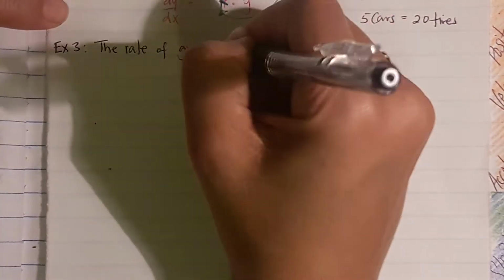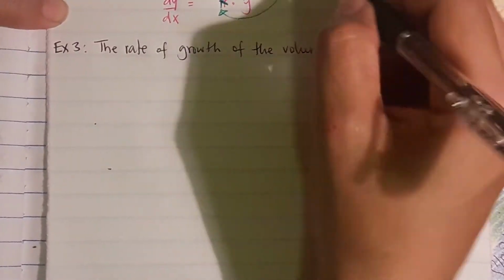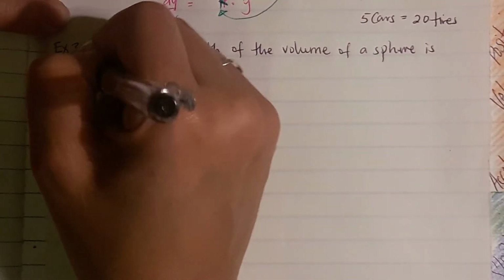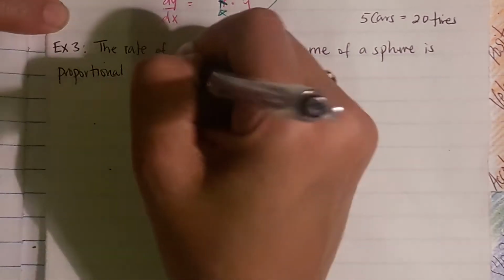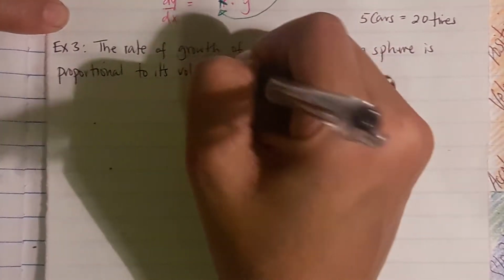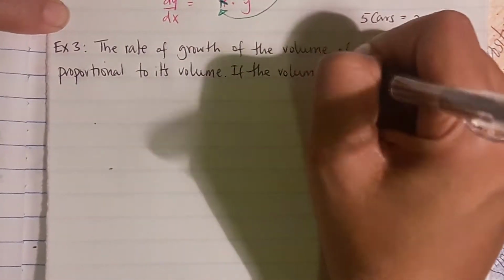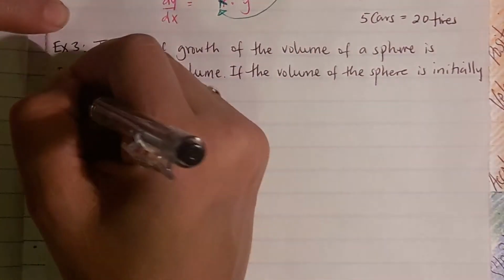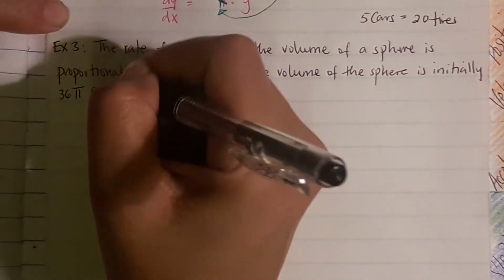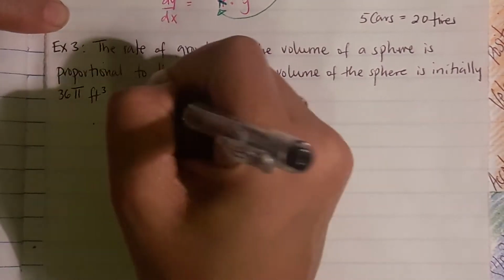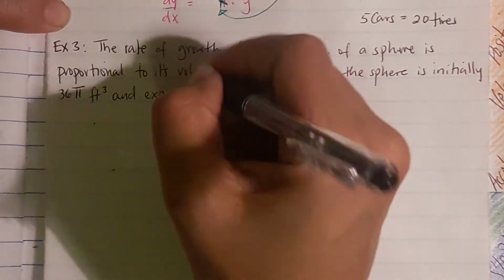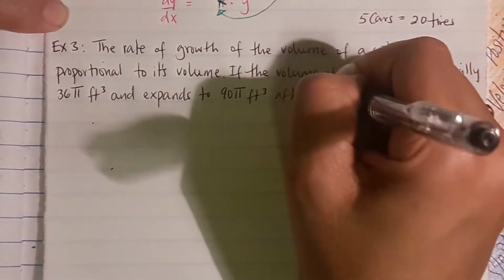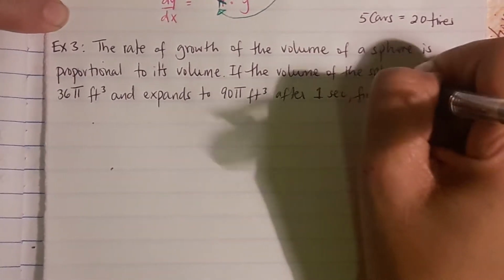Alright, so let's take a look at an example. The rate of growth of the volume of a sphere is proportional to its volume. This is a listening check. Box example 3. If the volume of the sphere is initially 36 pi feet cubed and expands to 90 pi feet cubed after 1 second, find the volume of the sphere after 3 seconds.